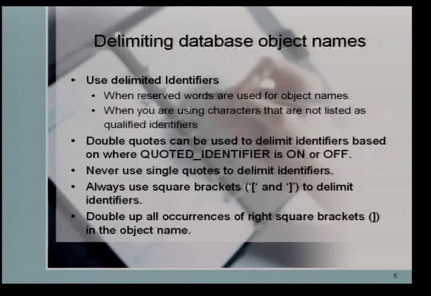In SQL Server, you can either use double quotes or you can use square brackets to delimit these. But the problem with double quotes is it's dependent on a connection-based setting called quote identifier. If this setting is on, then you can use double quotes. But if the setting is off, then you cannot use it. That's why you can't rely on this in all the cases. And never use single quotes to delimit SQL object names.